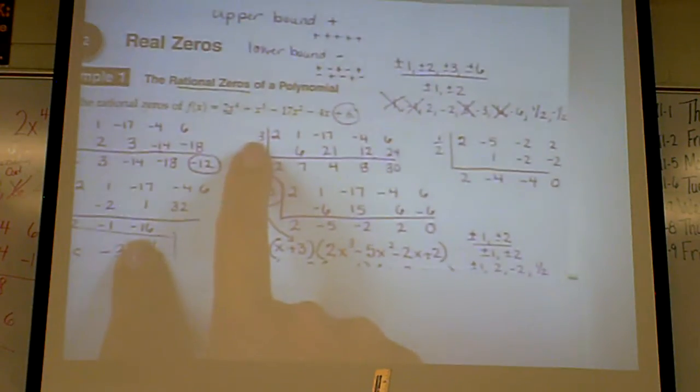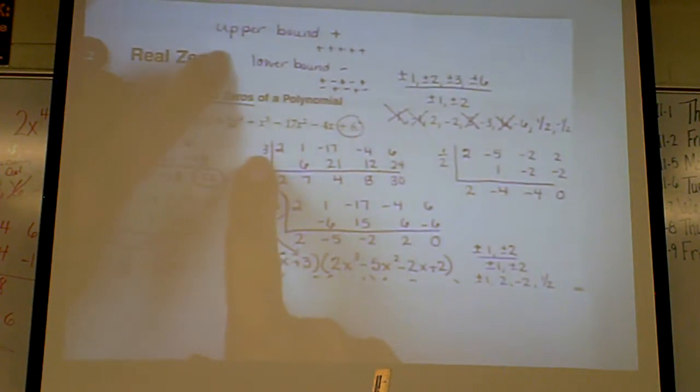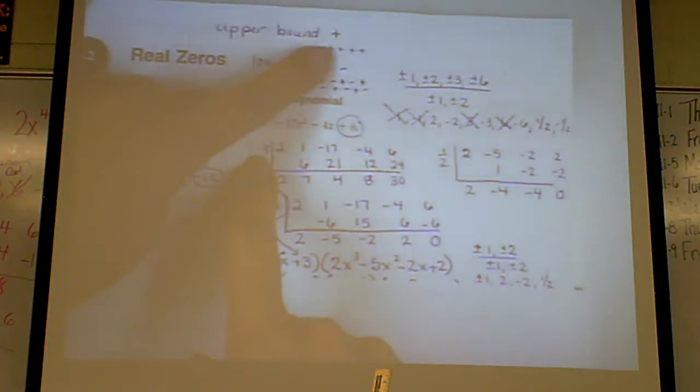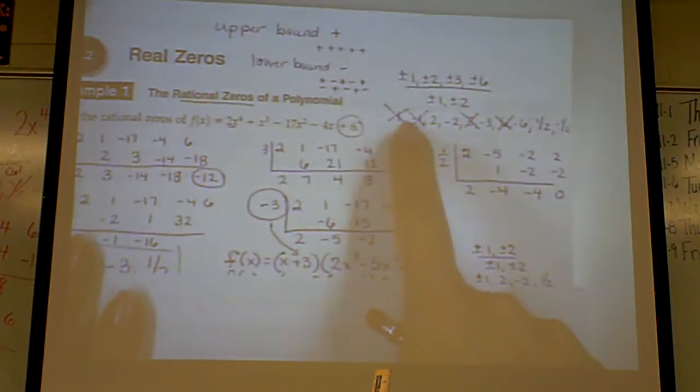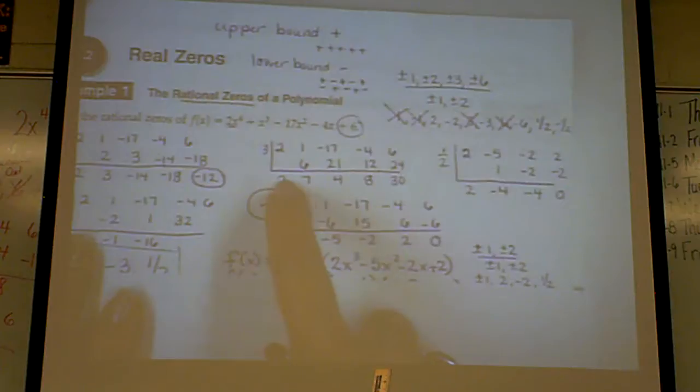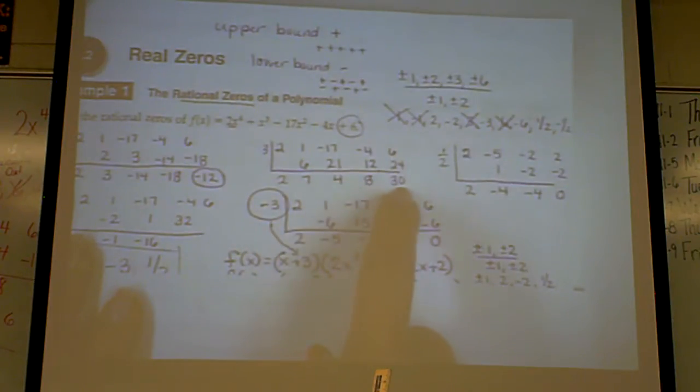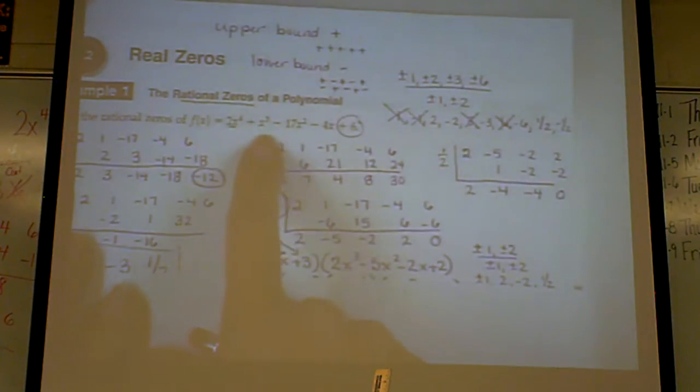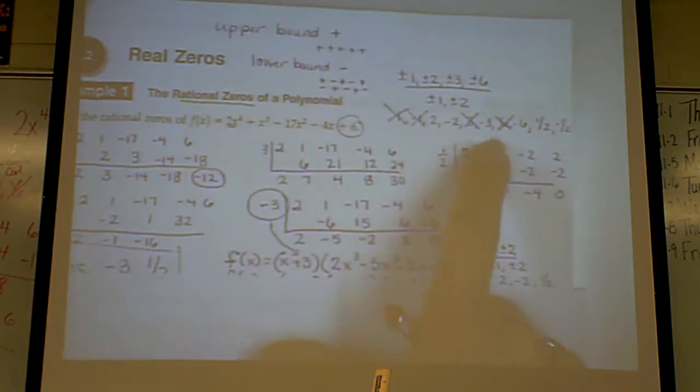So what do we call the number 3? It's an upper bound. When you test a positive number, and you have all positive numbers down here, that number is an upper bound. That means that number's too big. If it's too big, then do not try. You can cross 6 out.